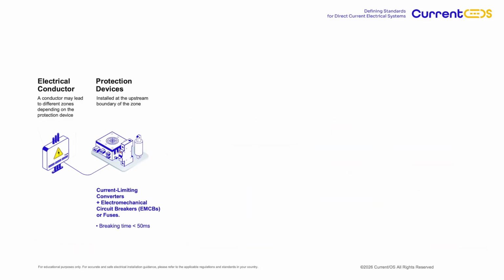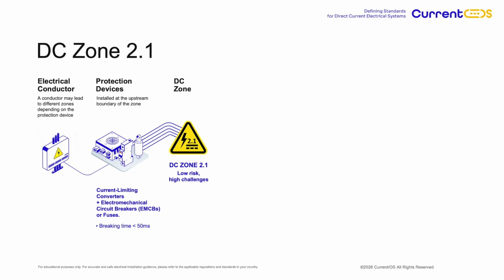To reduce the risk further, a classical protection is installed, using current-limiting converters and electromechanical circuit breakers or fuses, with a response time of less than 50 microseconds. Beyond this protection, the area becomes Zone 2.1, with reduced risks of arc flash, a significant step forward but still with high protection challenges. Operating behind converters limits fault currents.